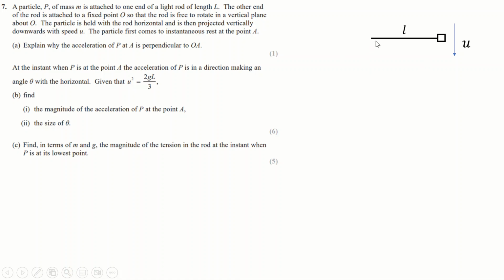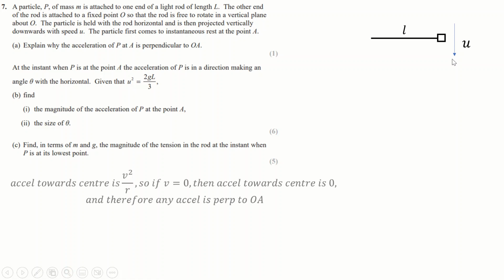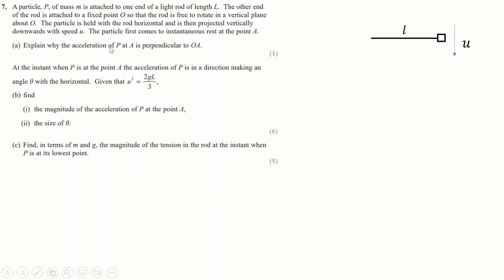So we have a rod being held horizontally, and it's projected down with speed u. And it says explain why the acceleration, when much later on it comes to rest at point A, so you fire it down, and then maybe it doesn't make it all the way around. Maybe up here somewhere, it comes to instantaneous rest. And apparently the acceleration at that position is perpendicular to OA, A of course being the end, and O being the center.